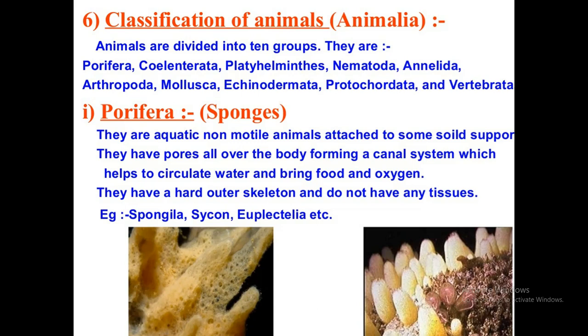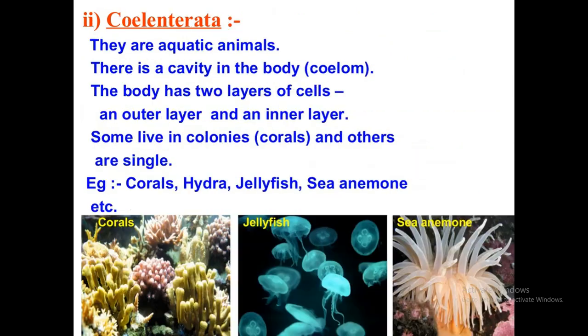Now coming to the next group, that is coelenterate. What are the characteristics of coelenterates? They are also aquatic animals. The body cavity is present. And what is the body cavity? The coelom. Coelom is called the body cavity and this is present between the body layers. तो तीन body layers होती हैं. What are the three body layers? Outermost is called ectoderm, middle one mesoderm and innermost is called endoderm.